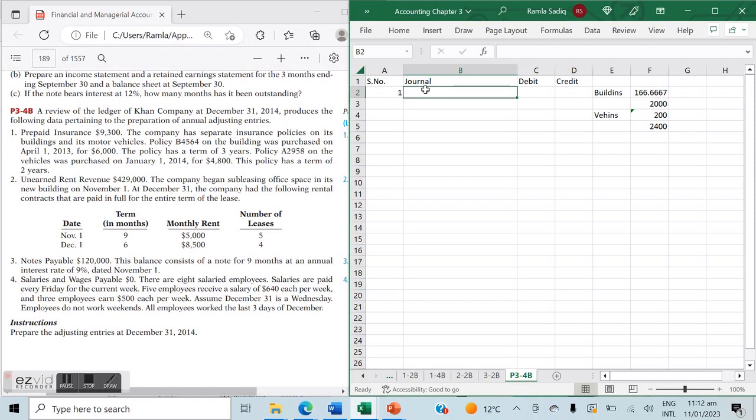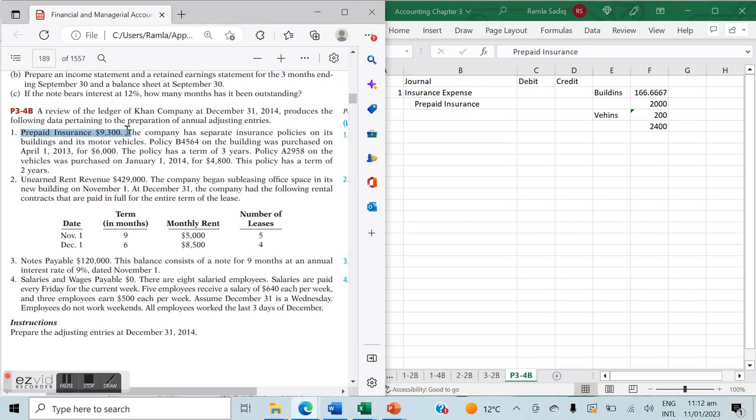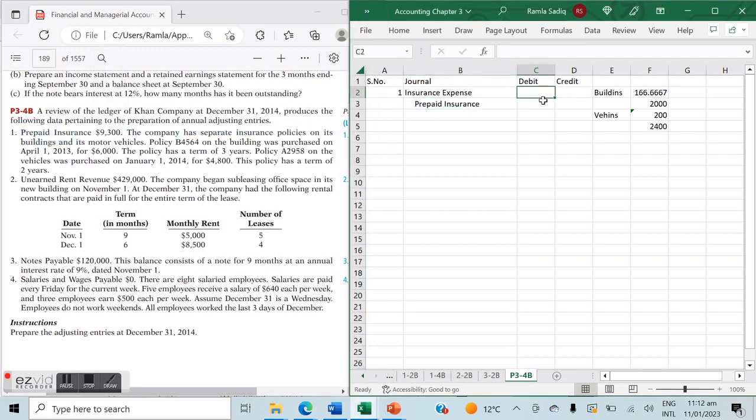Now from the get-go, we also understand that insurance itself, when it is adjusted, has an entry of an expense being incurred against an asset being utilized. So this will be insurance expense debit to prepaid insurance credit. Now that prepaid insurance, in this particular case, is a clubbed account, because it has this value of $9,300 over here, and it falls under the account of prepaid insurance. And so we will simply club it together over here.